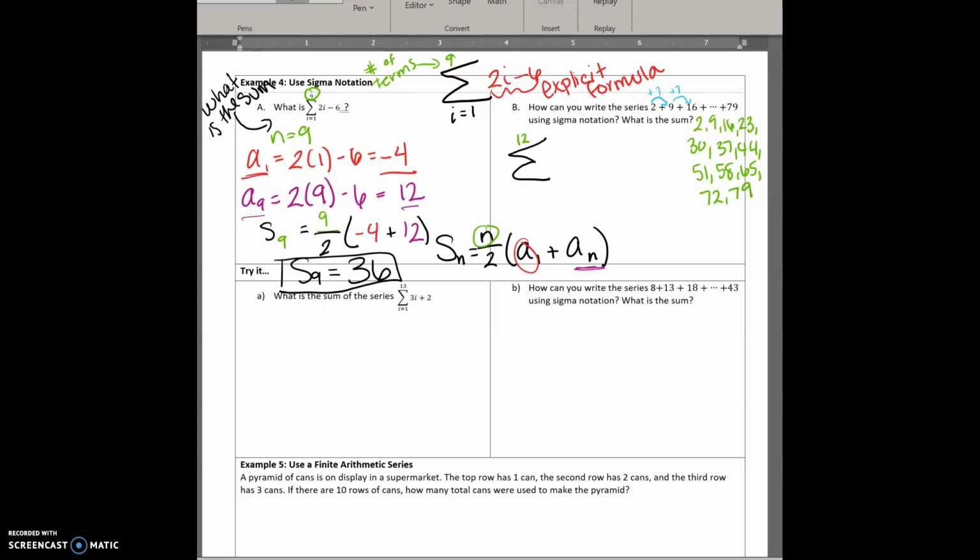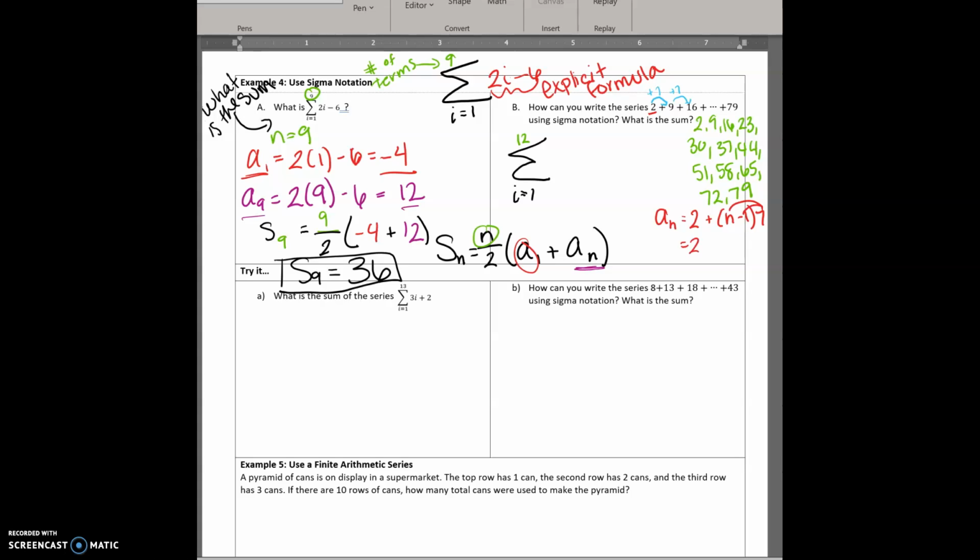And then it's going to start at 1. It's always going to be i equals 1 down below for now. And then now I need to know the explicit formula. So I have to find the explicit formula. So we have a sub n equals our first term, 2, plus n minus 1 times our common difference, which was 7.